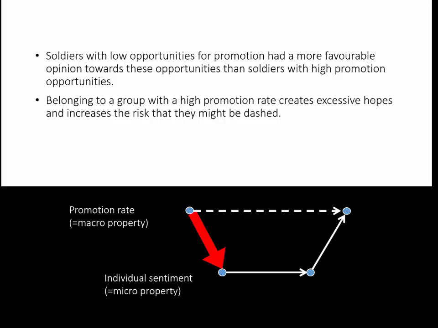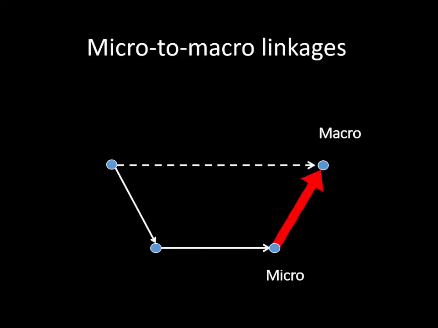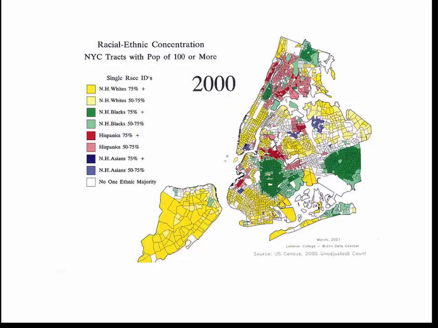So there you see how the macro affects individual sentiment and so on. Another one is about how we go from the micro to the macro, and again, these two links are the most exciting ones, I think, for social scientists. And we have two lectures on that. It's about segregation. And segregation is this weird phenomenon. It's not a weird phenomenon.